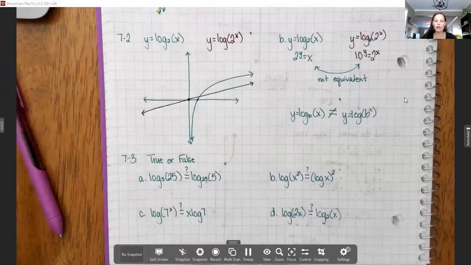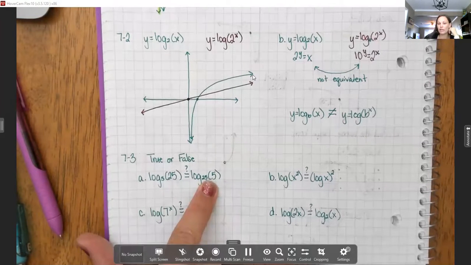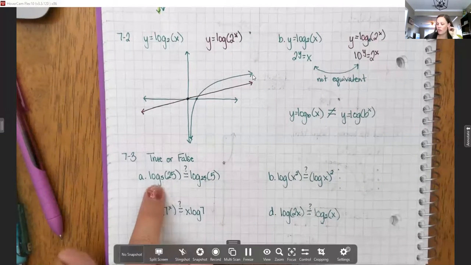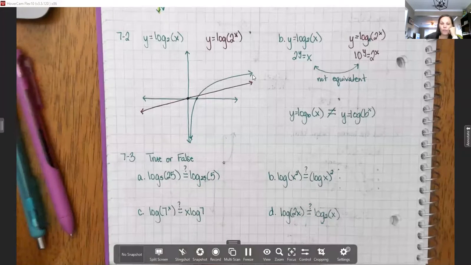So just take a minute or two, decide what way you want to do it. Do you want to try to do y equals this and y equals this and type them into Desmos and graph them? Or do you want to try to just use the log button on your calculator and see if they are true or false?